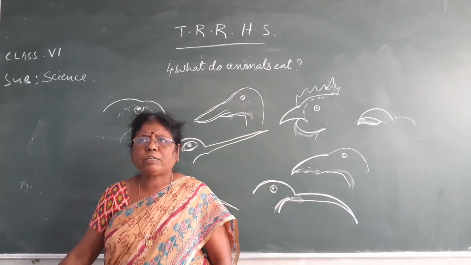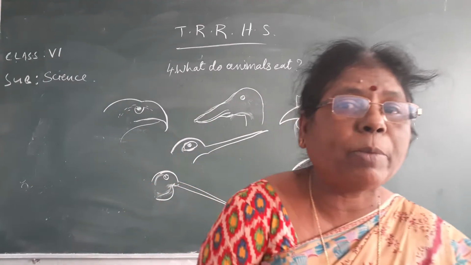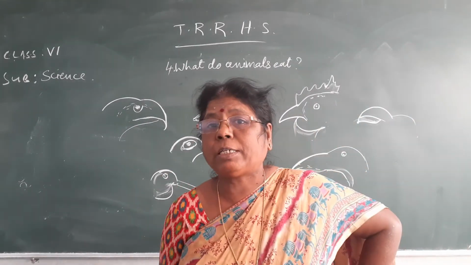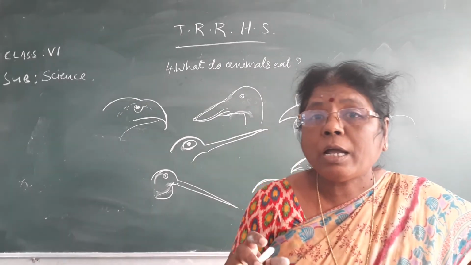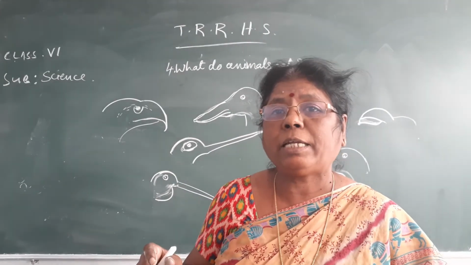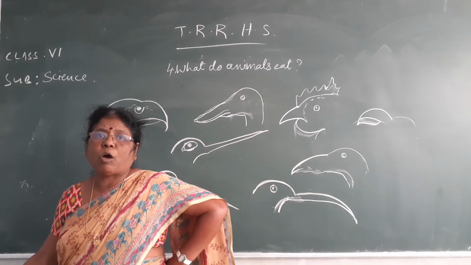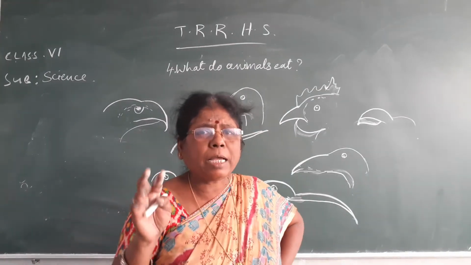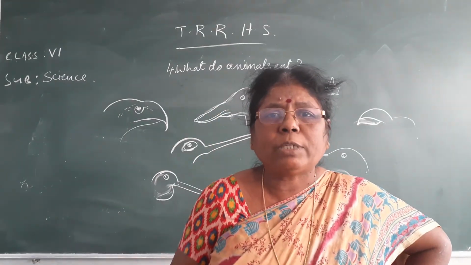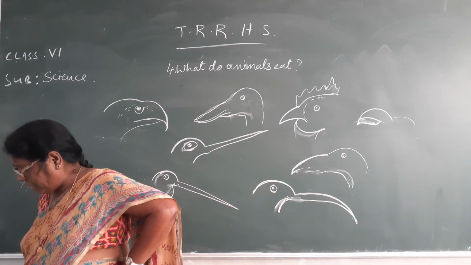Now some animals, like the dog, use the tongue in a different manner compared to the frog. The dog licks the food with its tongue, and the frog throws out its sticky tongue, the insect sticks to the tongue, and it takes it into the mouth. So different animals have the same body part but use it in a different manner to take the food, isn't it?